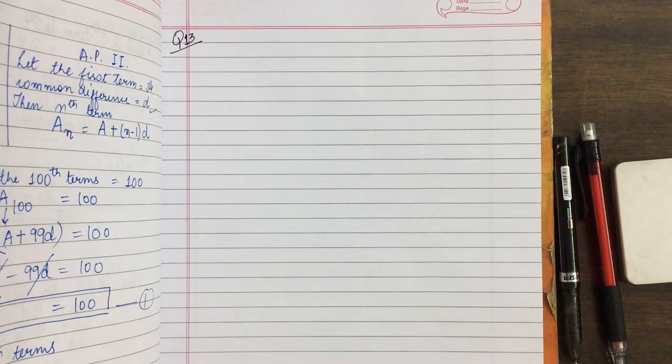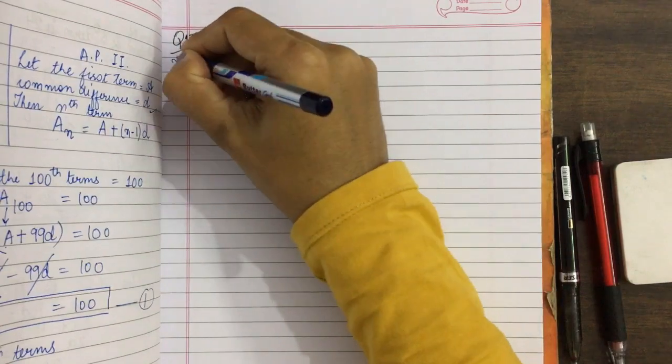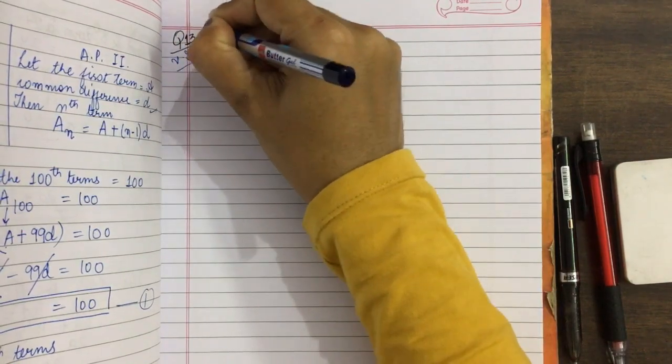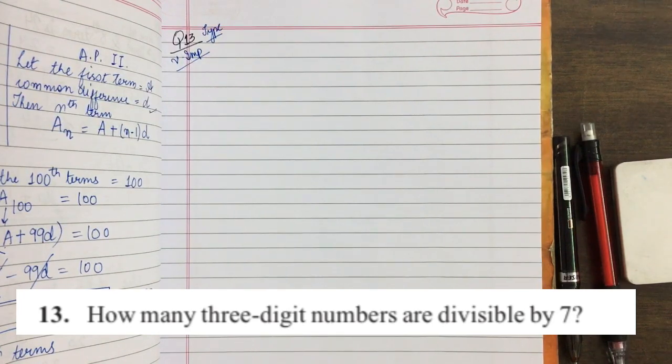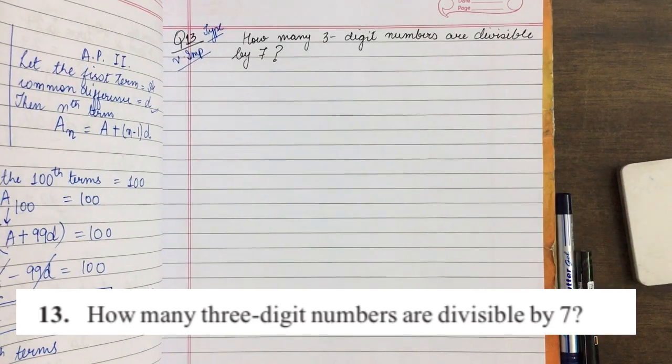The next question is question number 13. It's a very important question. The type is very important. Question number 13 and question number 14 are similar. Question number 13 says, how many 3-digit numbers are divisible by 7? We have to find out how many 3-digit numbers are divisible by 7.